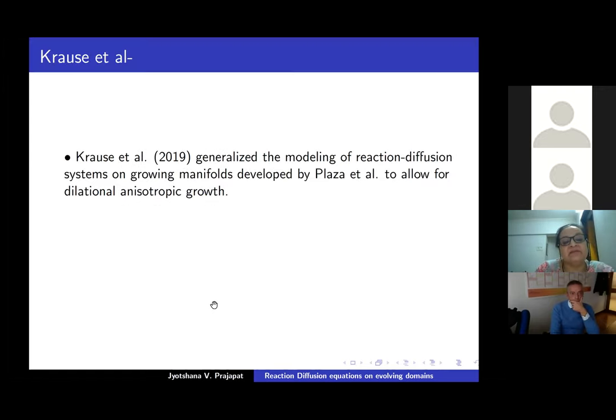So the latest result which I found, and this is quite interesting, is by Cross and his collaborators, where they generalized the modeling of reaction diffusion systems on growing manifolds, developed in the previous work of Plaza, to allow for dilational and anisotropic growth. One thing we observe is that we had the assumption that the flow velocity is of the form rho t times x. So it is dilational in the space variable, right? You have rho t and your x is your usual coordinates. Here you can allow anisotropic growth. So in different directions, one can allow different parameters depending on the t variable.